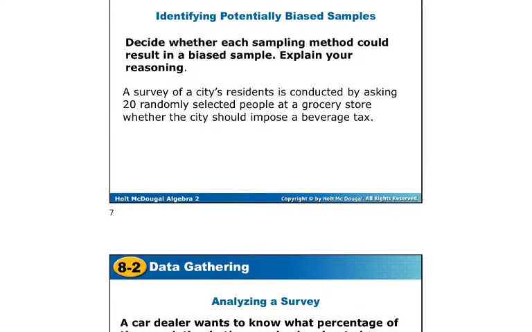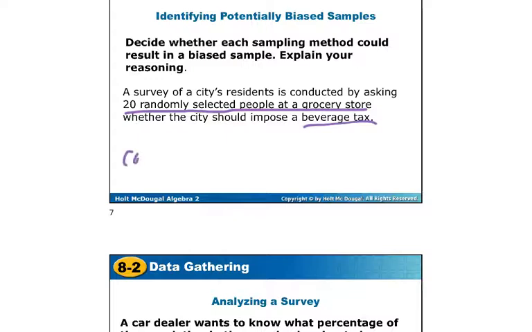So, let's see. We're going to identify the potentially biased samples here. We're going to decide whether each sampling method could result in a biased sample and explain our reasoning. And honestly, depending on what your reasoning is, pretty much everything could be biased. So, you just have to figure out how it's being spun. A survey of a city's residents is conducted by asking 20 randomly selected people at a grocery store whether the city should impose a beverage tax. I assume they mean alcohol. Okay. Well, this could be interesting.